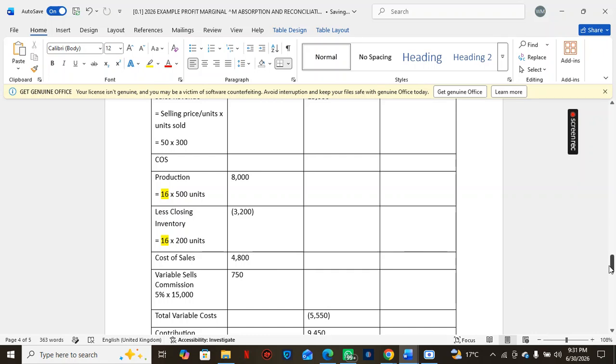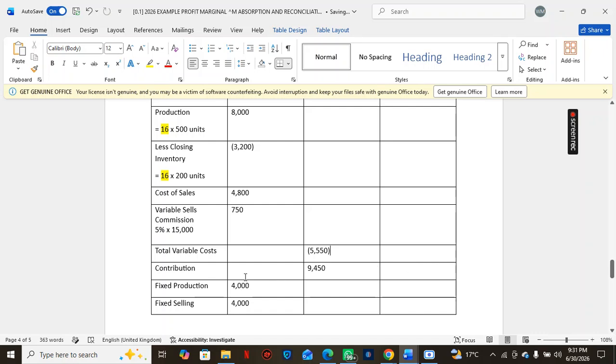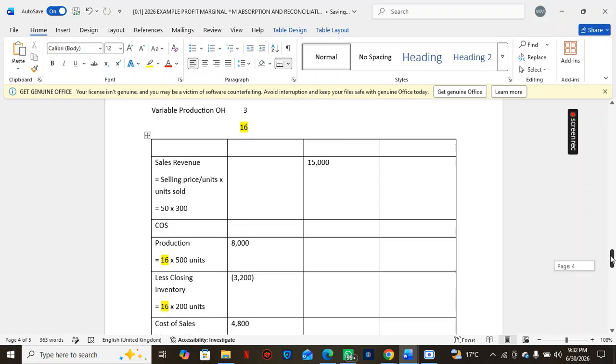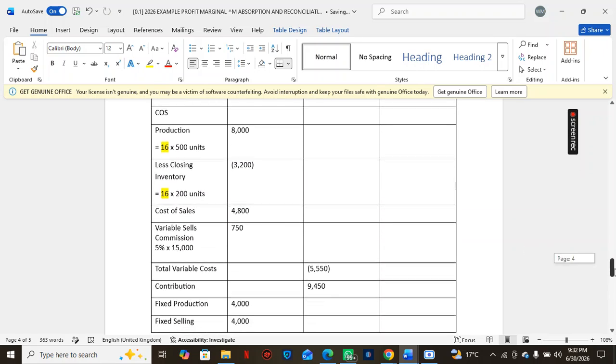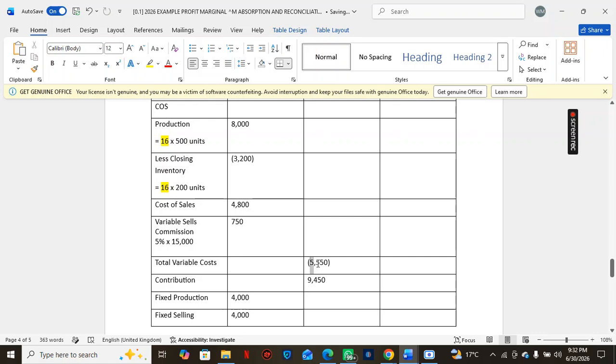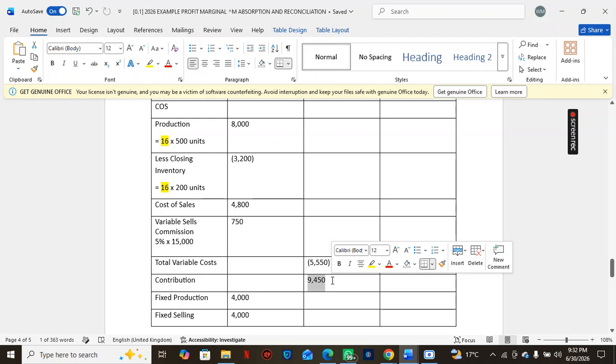All right. Then next we need to get our contribution. Contribution is total sales revenue minus total variable costs. Contribution is the money that's left to cover the fixed costs after you've deducted the variable costs. So I'm going to say 15,000 minus 5,550. Our contribution is 9,450.